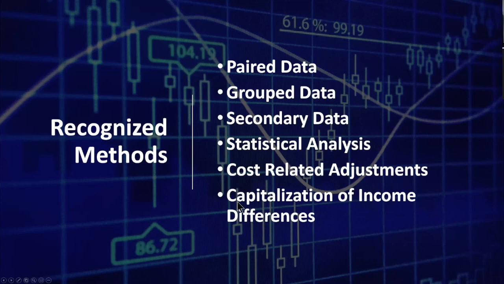And then this one, capitalization of income differences, that's not used very often in single family if there's no income. So we're just gonna state that it's there, but it doesn't apply. This is for every property everywhere, right? So we're only talking about houses today that are probably not rental properties.